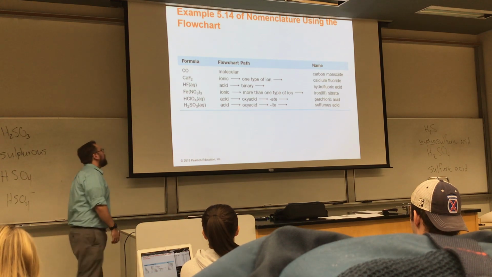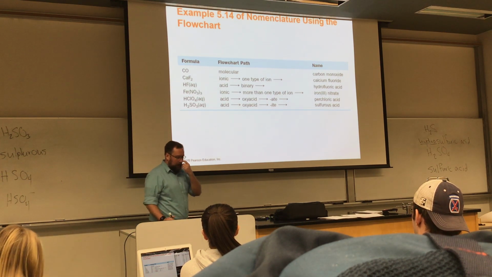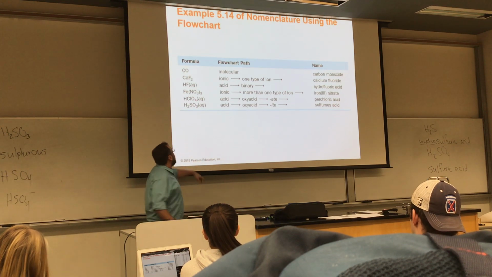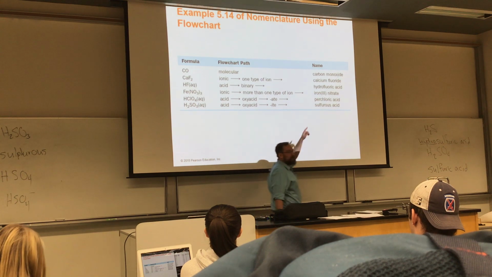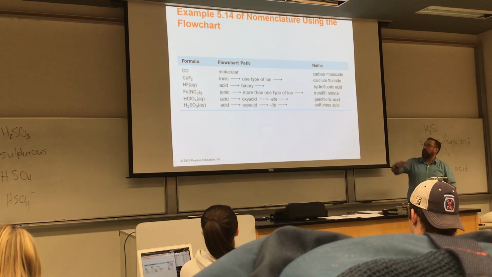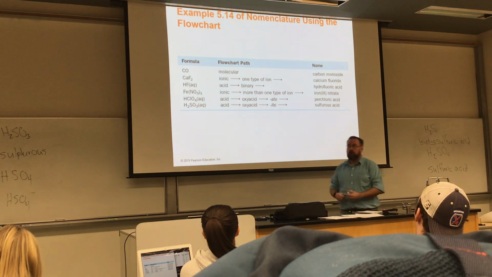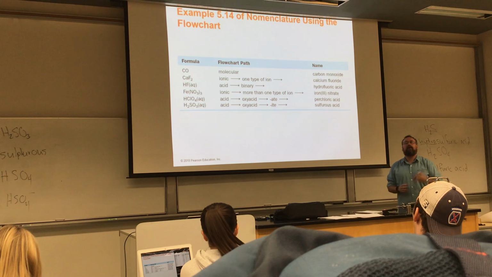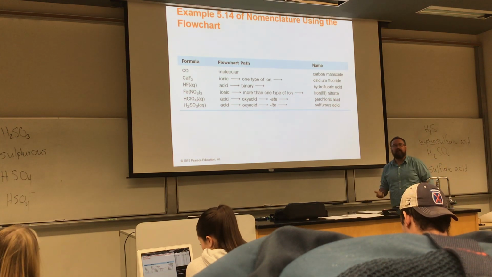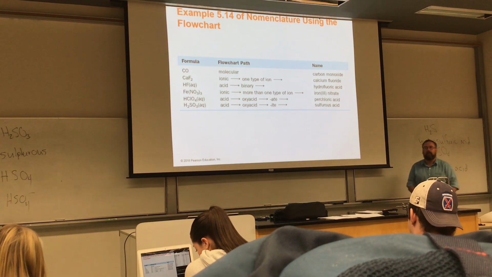HClO4, aqueous, it's leading with an H, there's no other metals involved, so it must be an acid, it's an oxyacid, and it has the ate ending, so it becomes perchloric acid. So the ClO4 minus was the perchlorate ion. We drop the ate ending, add the ic, so it becomes perchloric acid.